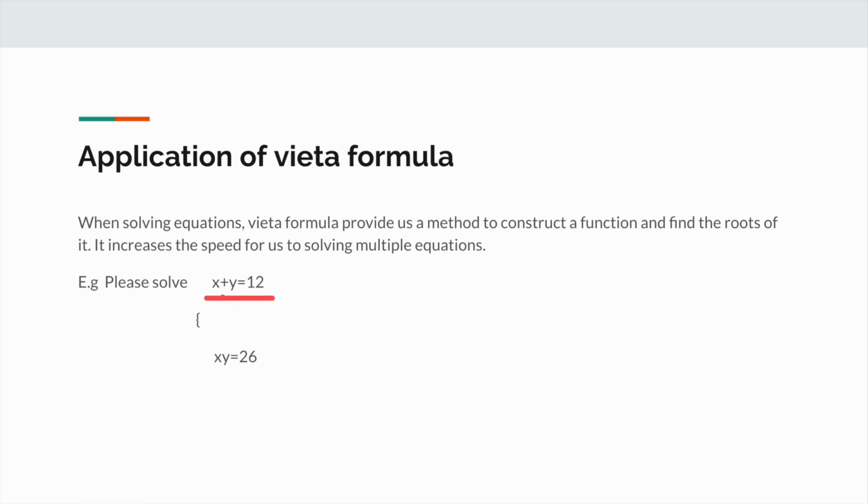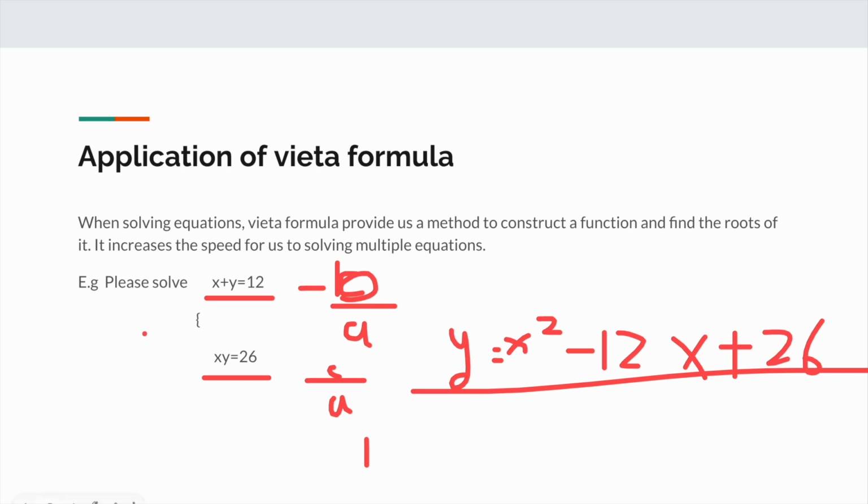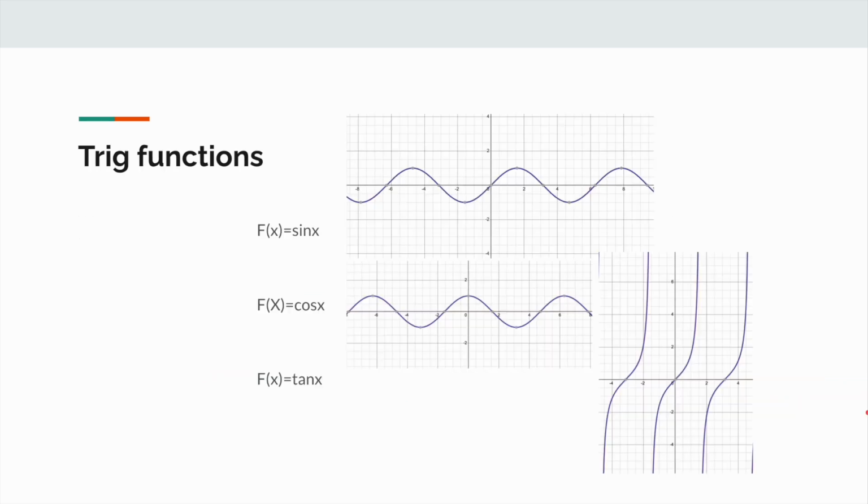We already know, if we say x and y are both roots, that the sum of roots is negative b over a, and the product is c over a. If we let a equal 1, we will get y equals x squared minus 12x plus 26, which won't work in factorization, so it's not going to work in this case, but in more cases it will work if we are able to factorize the functions.